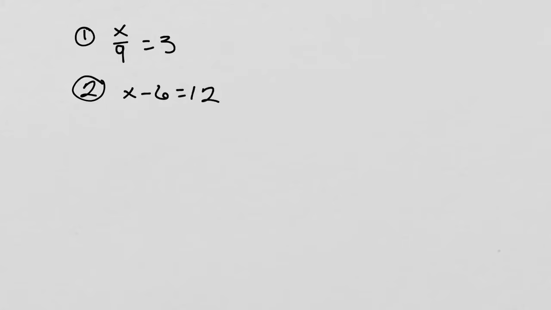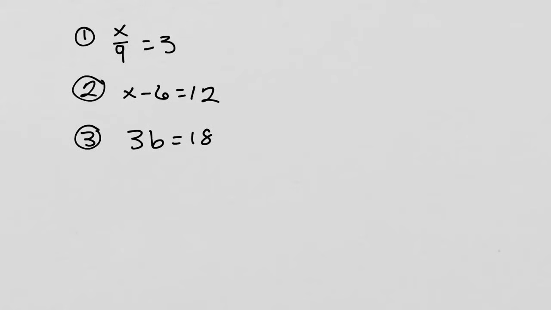Now try these questions and leave your answers in the comments section. Number 1, solve for x: x over 9 equals 3. Number 2, solve for x: x minus 6 equals 12. Number 3, solve for b: 3b equals 18. Remember, you are just performing the opposite operation on both sides.